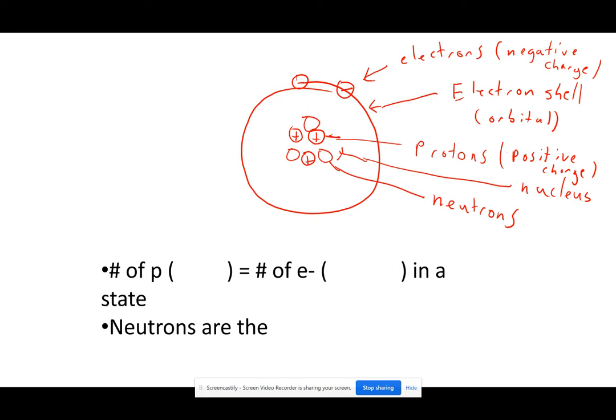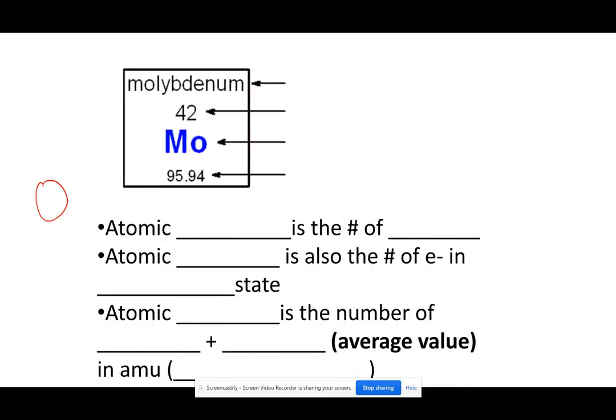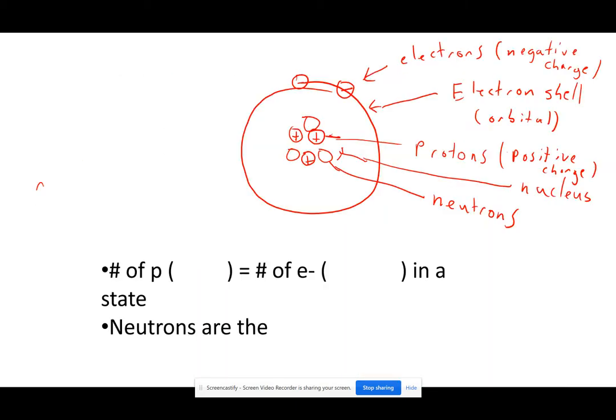What do I mean by positive and negative charge? Well, if I took a proton and I took an electron, they would actually attract each other. Positive attracts negative. This is kind of like magnets, and it's kind of like opposites attract.